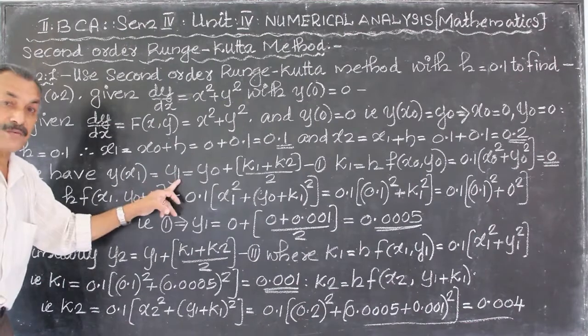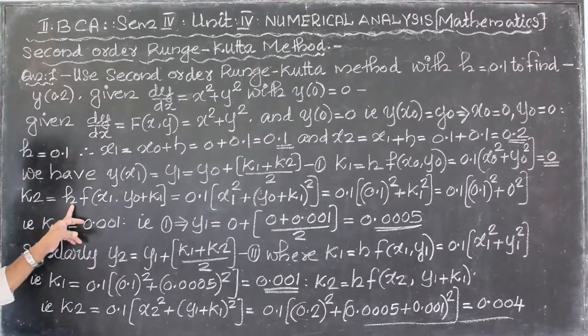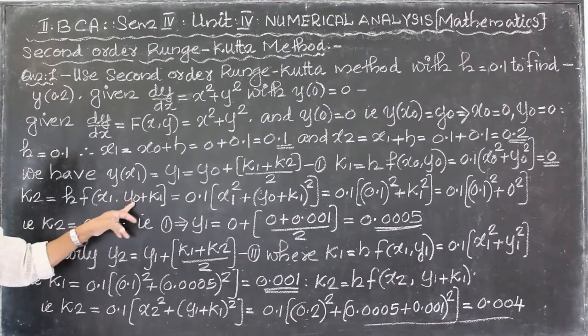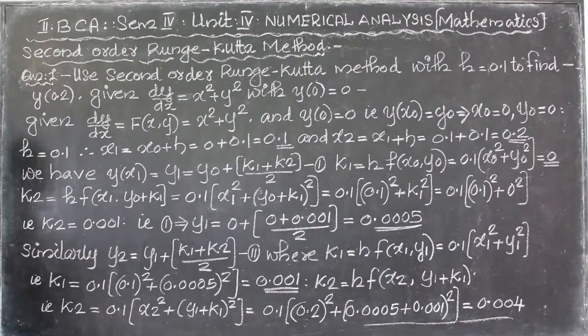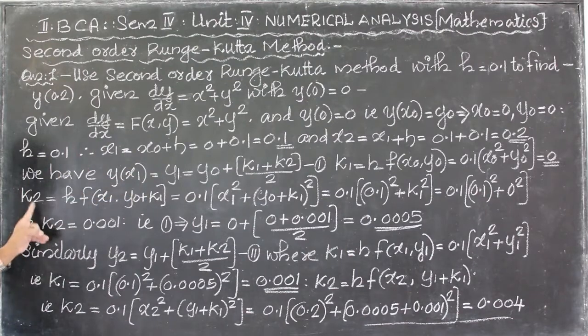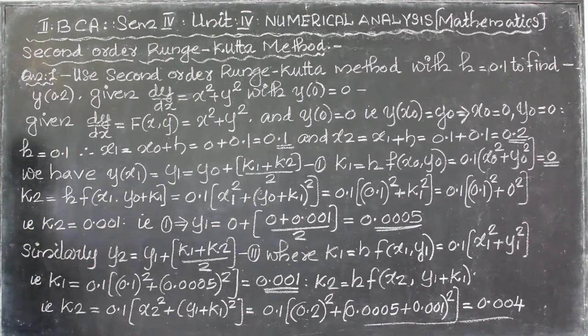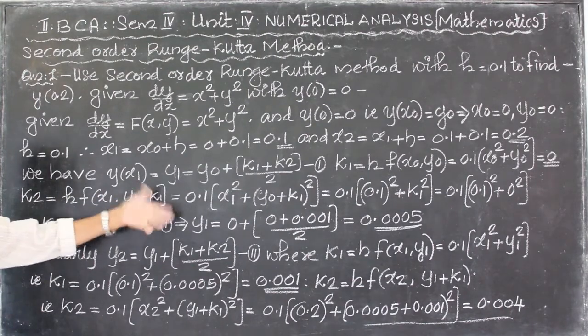And in the case of y1, what is k2? k2 is equal to h into f of x1, y0 plus k1. In the case of y2, k2 is equal to h into f of x2, y1 plus k1. For y3 at the point x3, k2 is equal to h into f of x2, y2 plus k1.